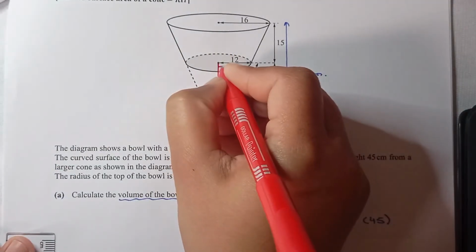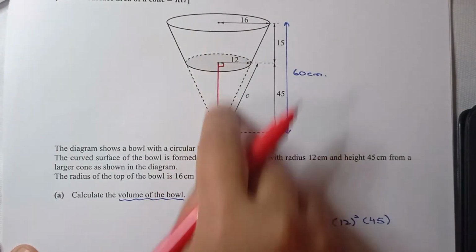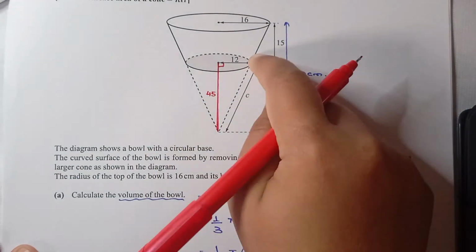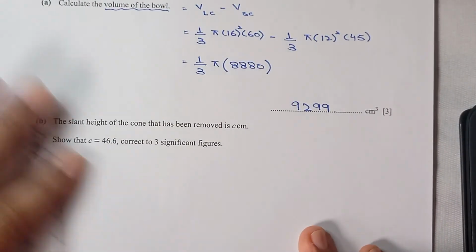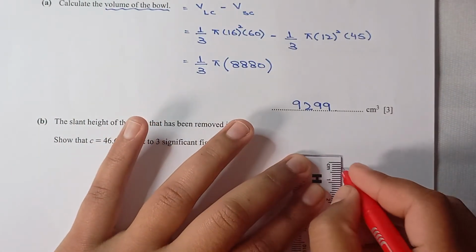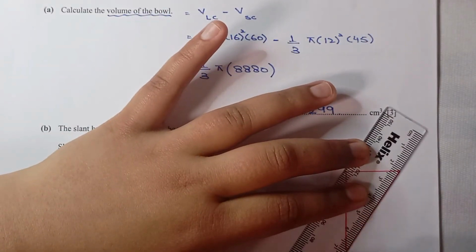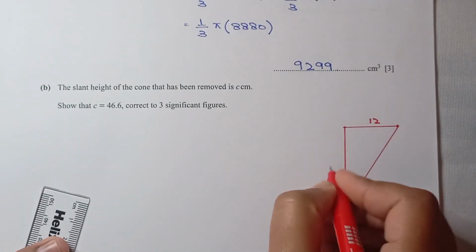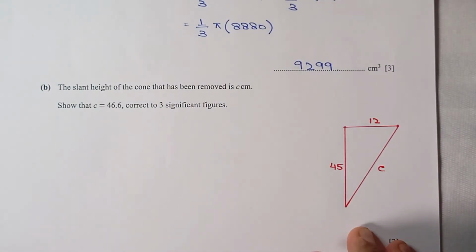So this is a right angle triangle. This is 12 and this is 45. Right? We can easily find the hypotenuse, that is C. So let me draw this triangle separately over here. The top is the radius, that is 12. This is 45. And this would be C, that we are going to find, the hypotenuse.